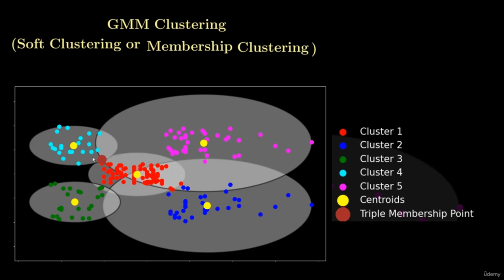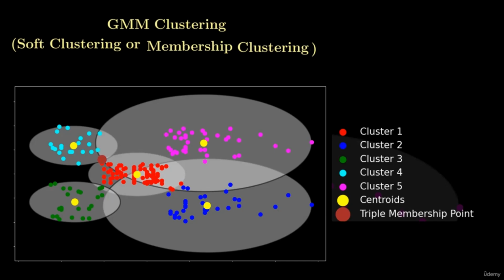What will happen when we implement GMM clustering? The GMM clustering will assign 3 probability values to this point. It will say that this point has 60% membership with this cluster, maybe 30% membership with this cluster, and 10% membership with this cluster. This triple membership will be assigned by GMM clustering only. That's why GMM clustering is also known as soft clustering.